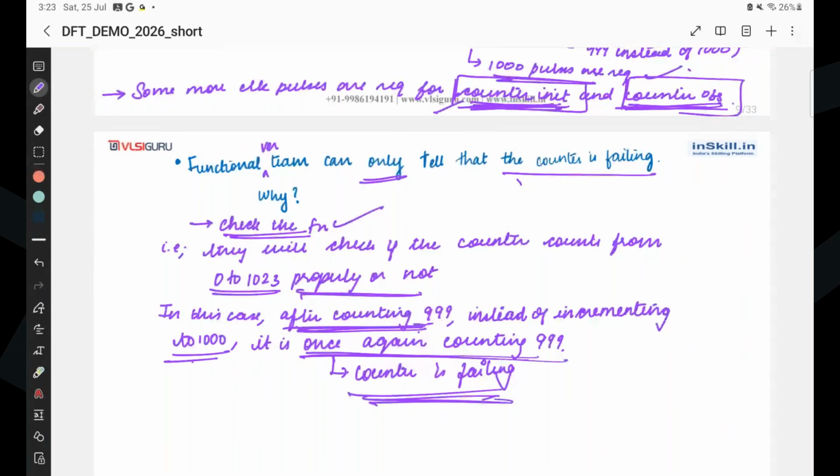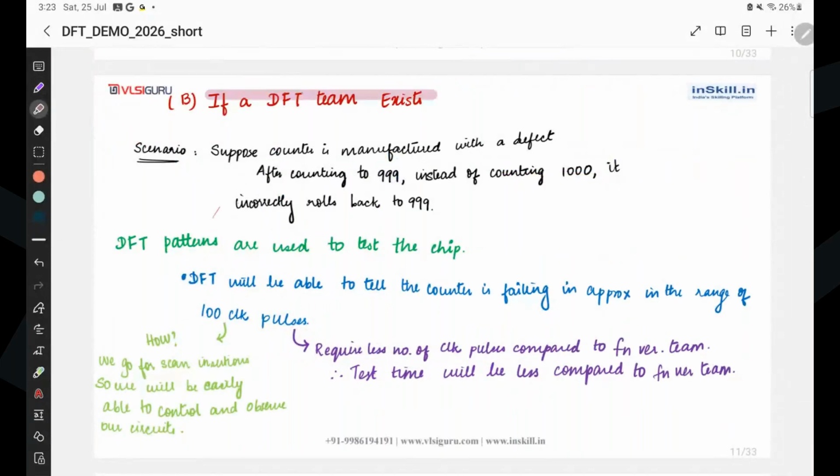Now the same situation, we'll try to understand what will happen if a DFT team exists. So we have a 10-bit counter with a counter initialization and a counter observation circuit. The scenario is, suppose the counter is manufactured with a defect. So after counting 999, instead of counting 1000, it incorrectly rolls back to 999.